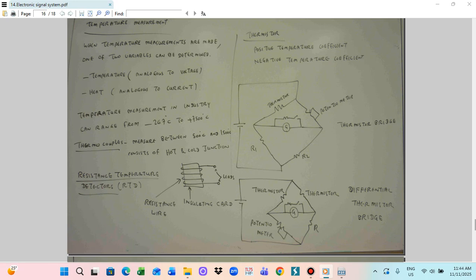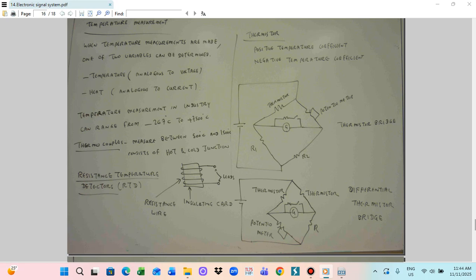We measure temperature in industry ranging from minus 267 degrees centigrade to plus 7,500 degrees centigrade, especially in very hot places like metal processing plants, where the temperature is very high. So we use the temperature measurement system. We use the thermocouple, the resistance temperature detector, and the thermistor to measure the temperature.